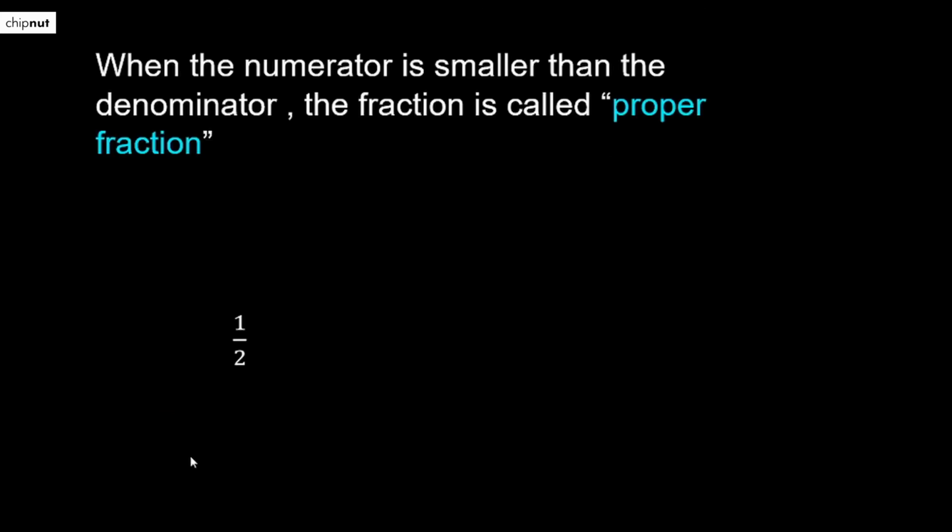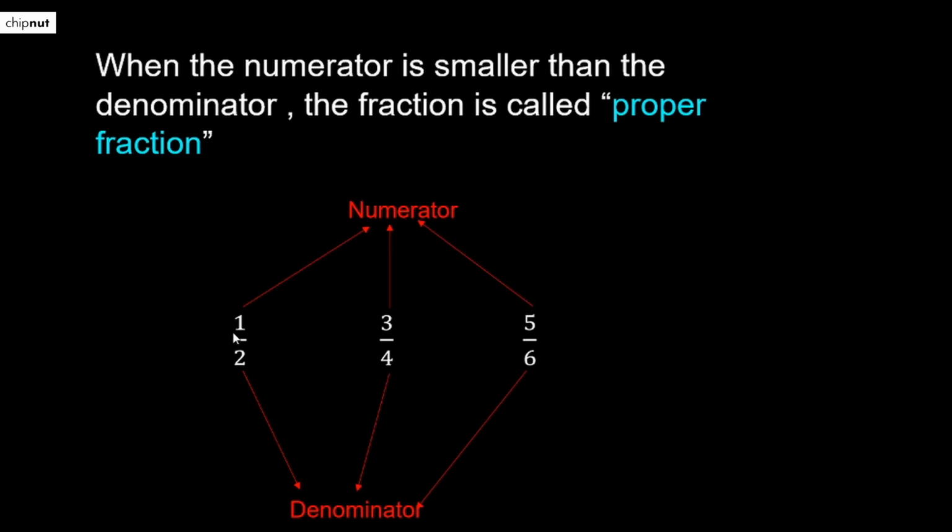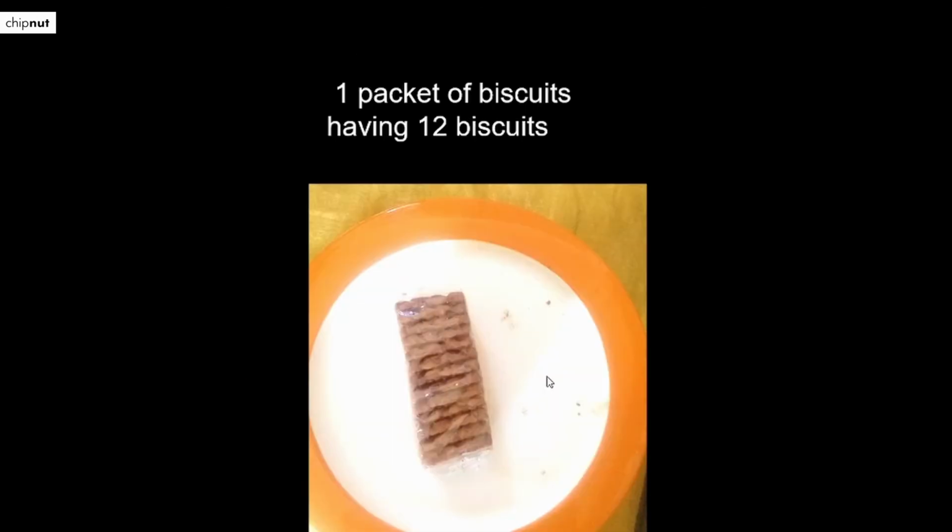When the numerator is smaller than the denominator, the fraction is called a proper fraction. We can see with these examples, 1 is smaller than 2, 3 is smaller than 4, 5 is smaller than 6, and we have got proper fractions.